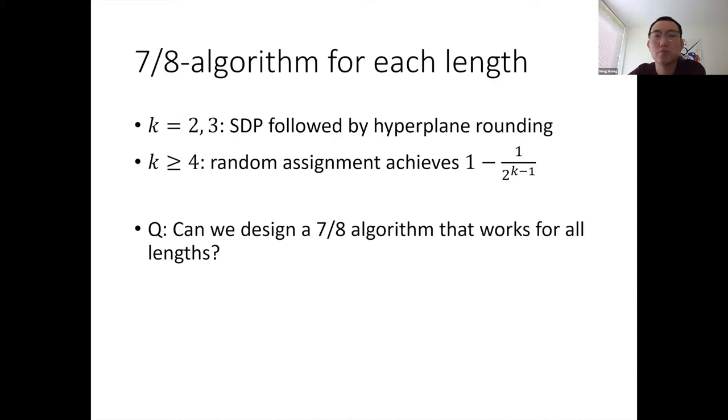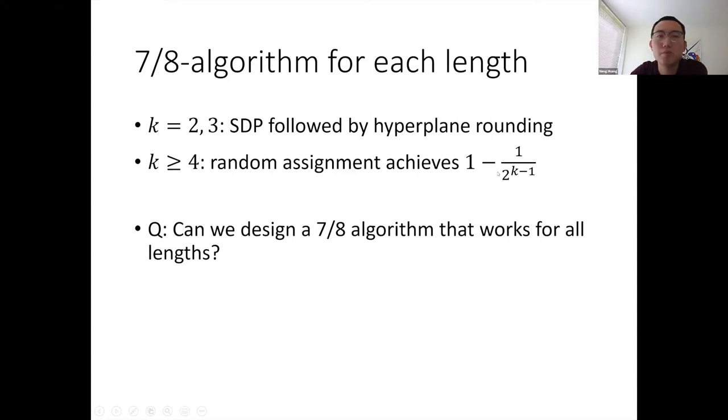So what are these algorithms? When k is equal to 2 or 3, it is known that an SDP followed by a hyperplane rounding achieves a ratio of 0.878, which is a little bit above 7/8. And for k at least 4, a random assignment will achieve a ratio of 1 minus 1 over 2 to the k minus 1. This is the probability that a clause is satisfied by a random assignment.